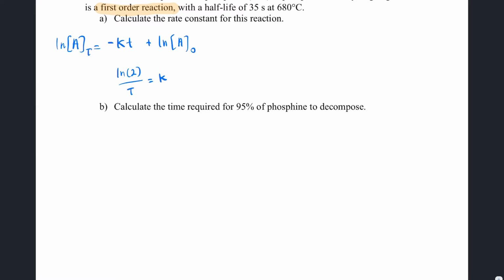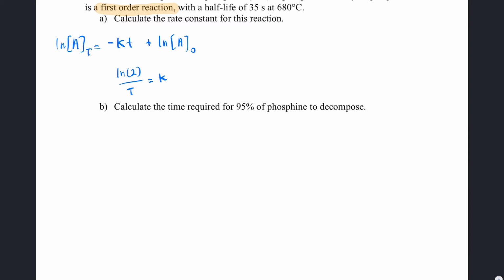Well, now we really have our two equations that we're responsible for, and we can look at the question and figure out which one we're going to be using in this particular question. So the first order reaction, and they give us the half-life here and the temperature. Calculate the rate constant for this reaction. Well, we could use the first order integrated rate law.